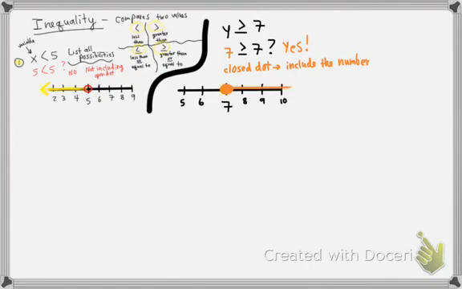But again, I don't want to have my line go up to just 10. I want to draw an arrow to show that it goes on forever and ever, because there is an infinite number of numbers bigger than 7. There's 11, 12, 13, 14, 1,000, 10,000, 20,000, okay?